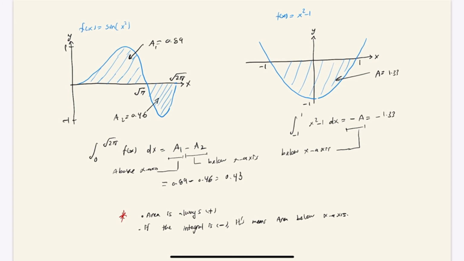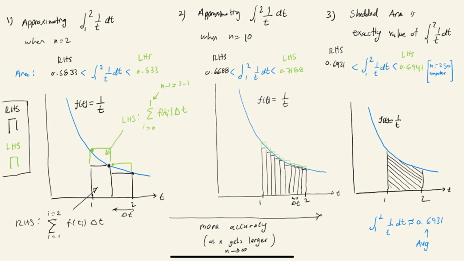below the x-axis. Here we have this function f of t equal to 1 over t. You can see that in the blue color. And we want to approximate the area going from 1 to 2 of this function. This is the same as saying we want to approximate the definite integral going from 1 to 2 of the function 1 over t dt. So for the first case, we have n equal to 2. That means we're going to represent this by two rectangles.